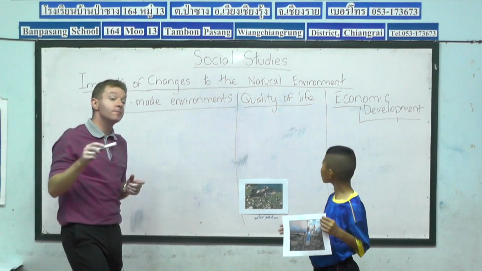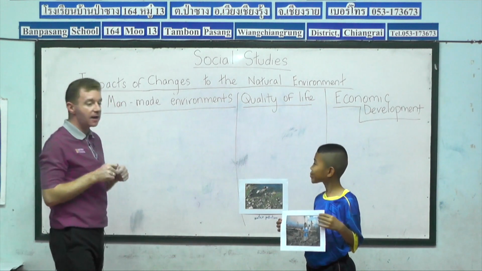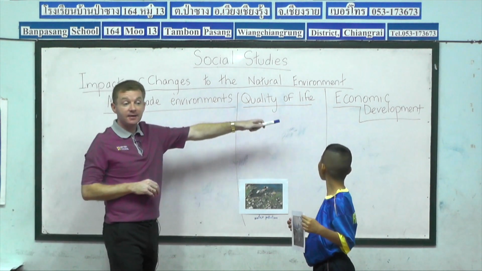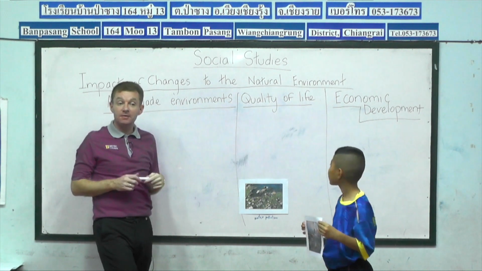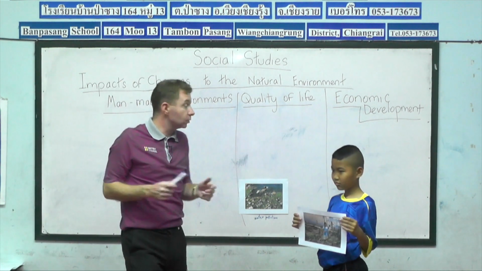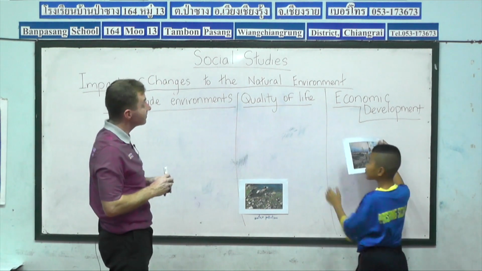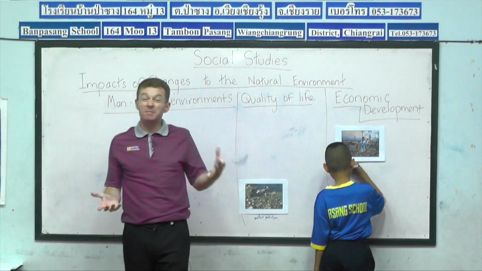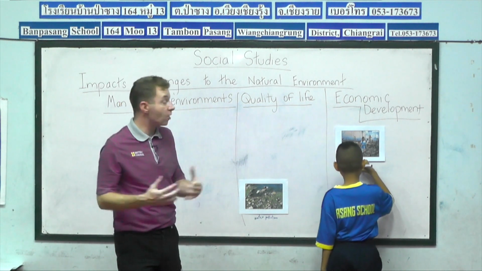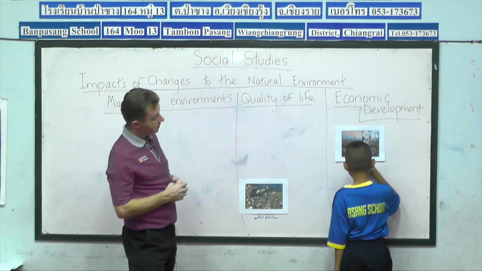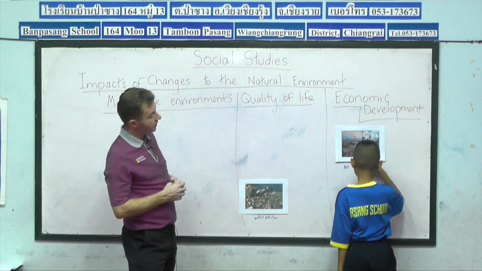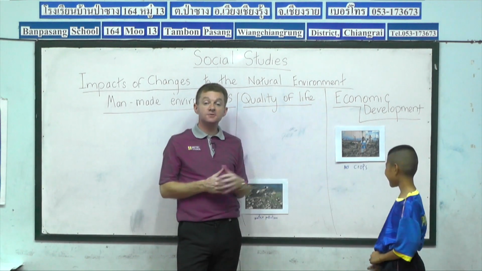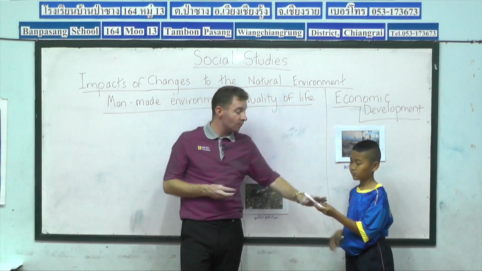Now, if there are no crops to buy or to sell, where do we think that will have an impact? Quality of life is one, or we could say economic development, because no crops can be bought or sold. So Bangpon, you can place your flashcard into economic development and you can write the phrase no crops. Because remember, deforestation causes no crops. C-R-O-P-S. Excellent. And all together, guys, we can say no crops. Excellent, Bangpon. Big round of applause for Bangpon, please, guys.